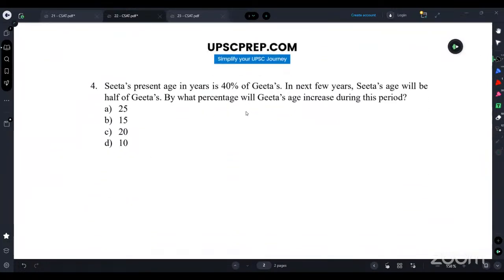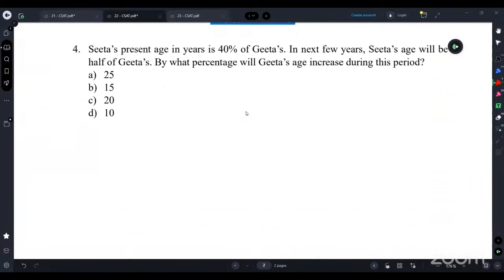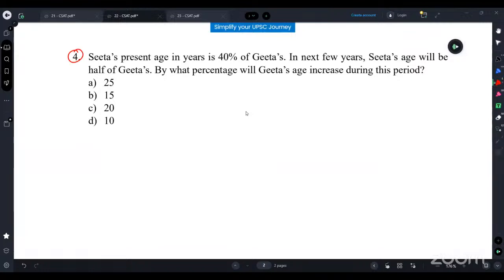See the next question now. Fourth question, guys, pay attention. Sita's present age in years is 40% of Gita's. So we are talking about present age. Let's say in the year 2025. So let's say Sita's age is S and Gita's age is G. Present age I'm talking about in the year 2025.